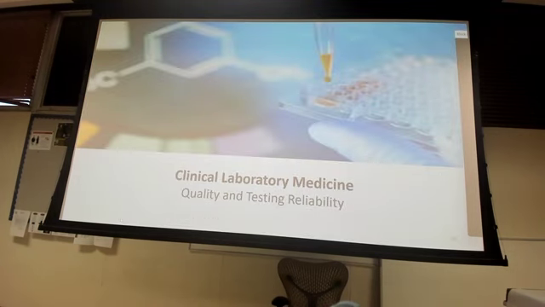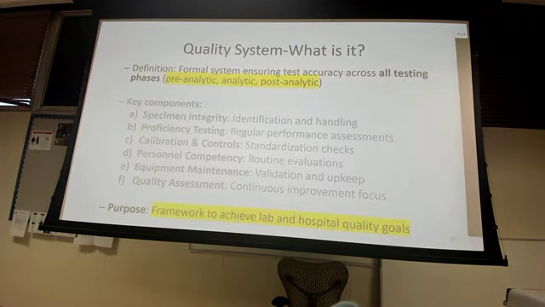Okay, so quality and testing reliability. There's about 6 or 7 questions off of this subject alone, okay? And I will let you know which ones to look for. So quality systems, what is it to us in the lab and you as clinical professionals? It's our formal system ensuring test accuracy across all test phases. So pre-analytic, analytic, and post-analytic. That just means we're making sure before we're collecting, while we're collecting, and after collecting, we're constantly checking on ourselves.